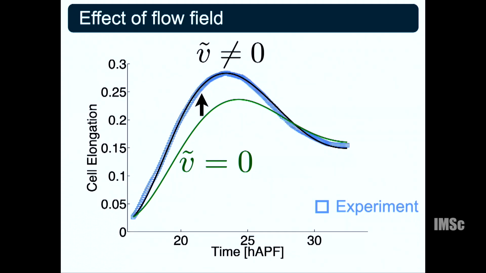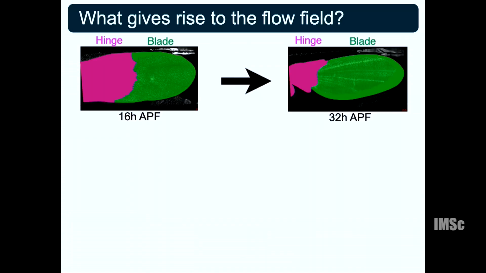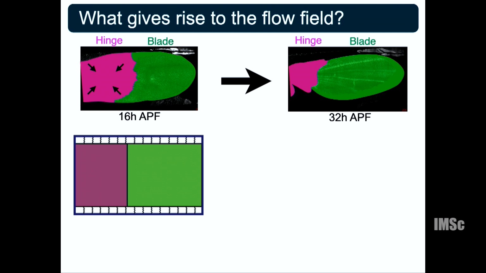So, what is giving rise to this flow field? And this, again, we have a hypothesis. The hypothesis is the following, related to what I earlier started with these actomyosin models: I have these two pieces of tissue with a common boundary, connected. If I think that this part of the tissue, which is the hinge, has more contractile stress than this part, this can automatically generate a flow field.